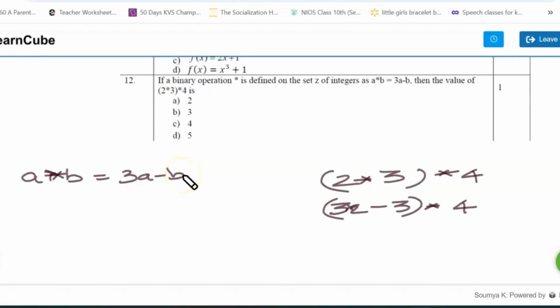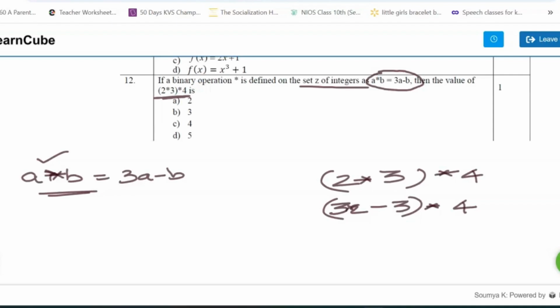The next question is given as, if a binary operation star is defined on the set Z of integers as a star b is equal to 3a minus b, then the value of this given term is. That means star is defined with some equation. This is how it is defined. A star b, if you find, the result will be 3a minus b. So you are given some term, you have to find the solution of this one. In such a case, first we are going to write the given equation, or how a star b is defined.